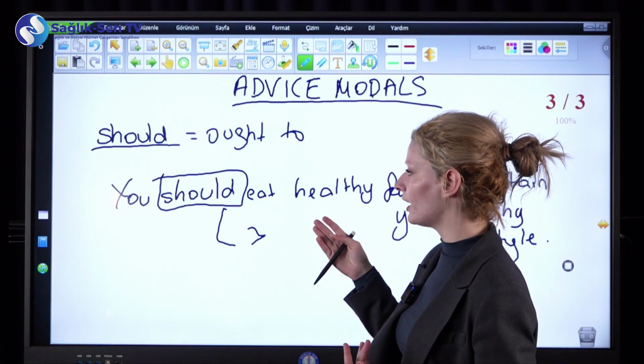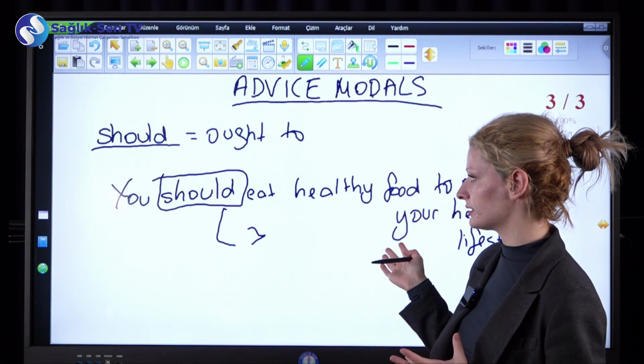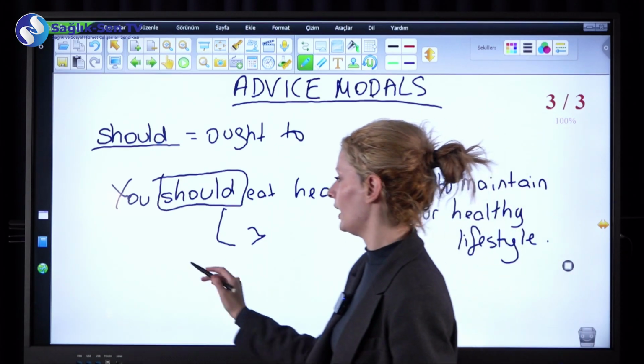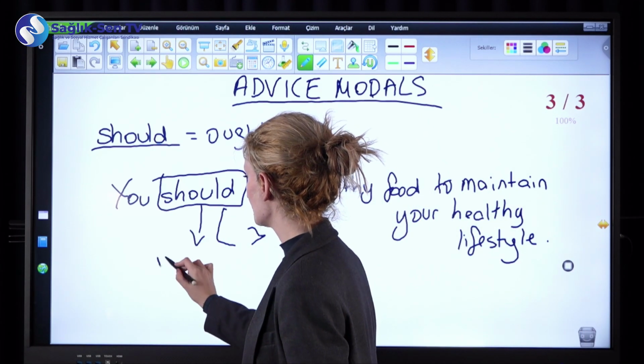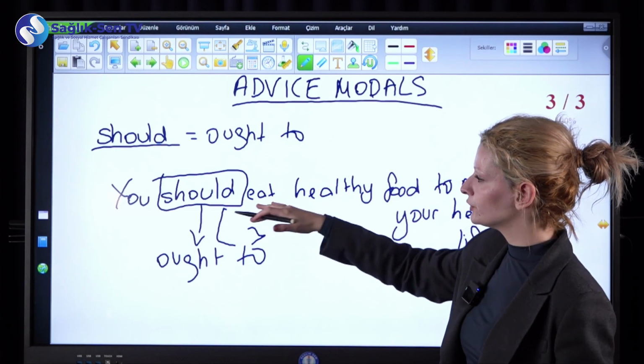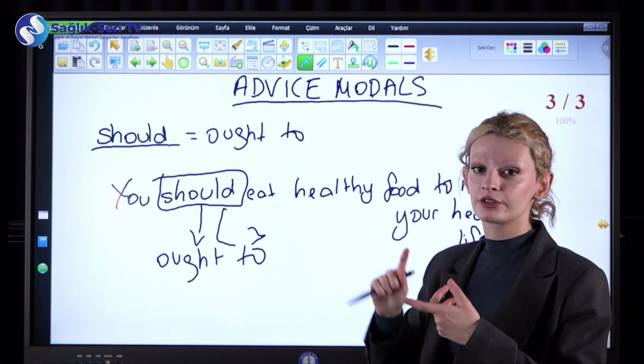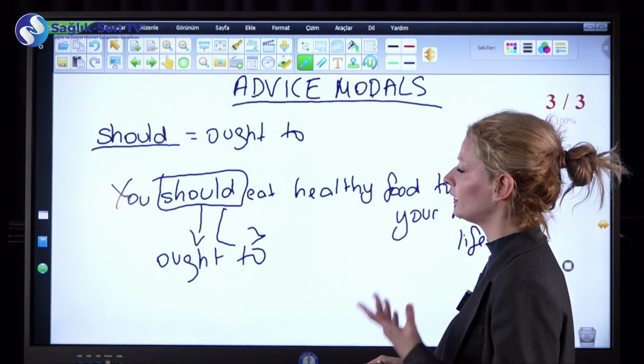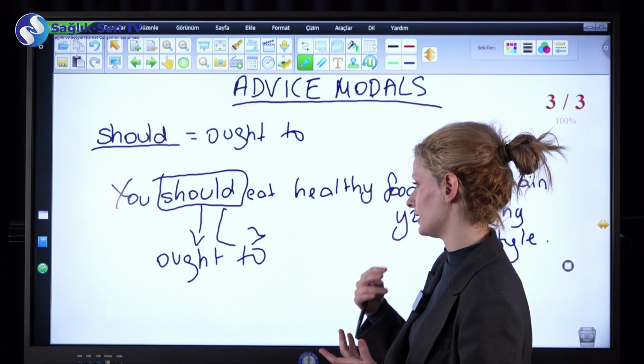Or I could use the same sentence using ought to. I could say ought to instead of should. It wouldn't change the grammar structure, the sentence structure, or the meaning. They both represent the same thing.